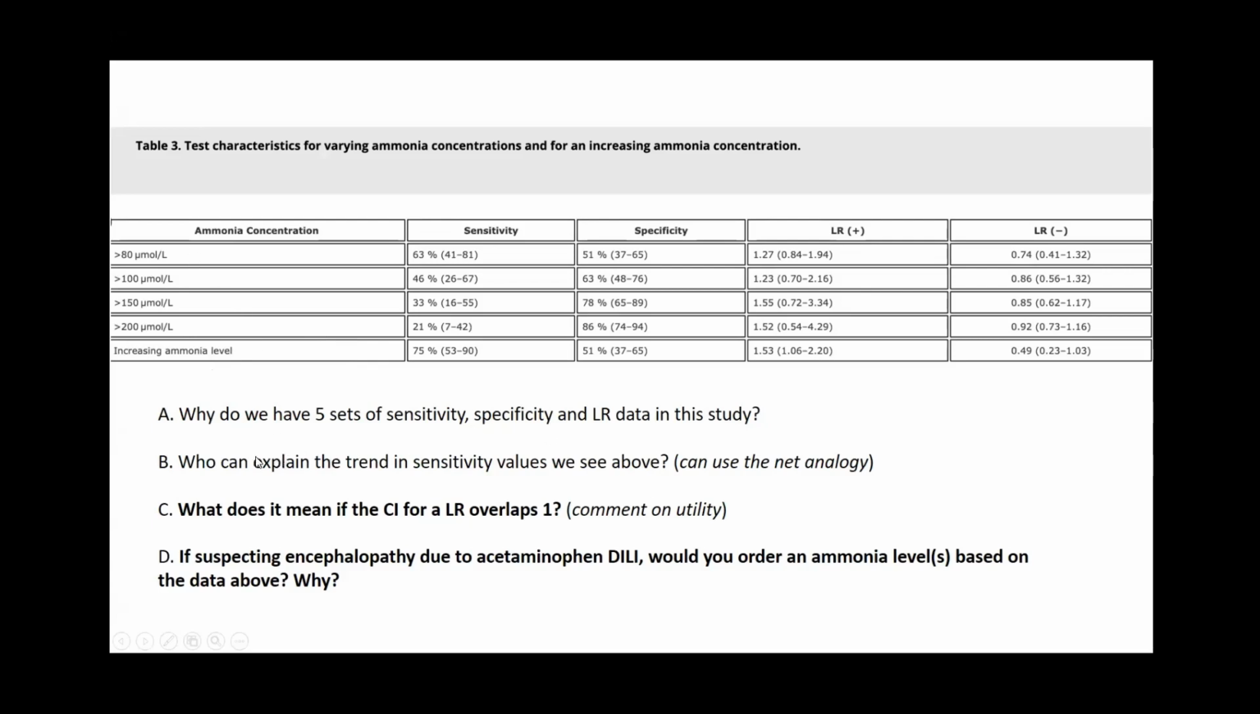Okay, so another question for anyone. Who can explain the trend in sensitivity values that we see above? Notice that as we take a higher cutoff for what's considered a high ammonia level, the sensitivity lowers. You can use this net analogy if you choose, or any other analogy that you see fit. Can anyone interpret the change in sensitivity and or specificity data?